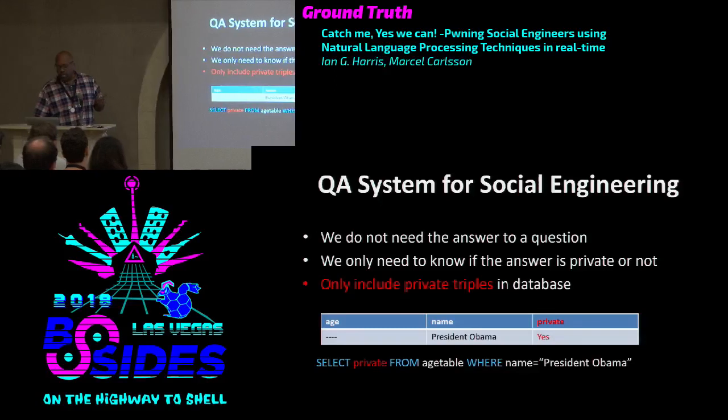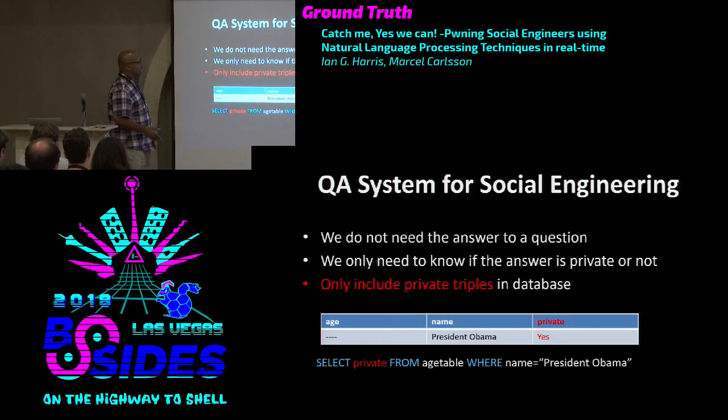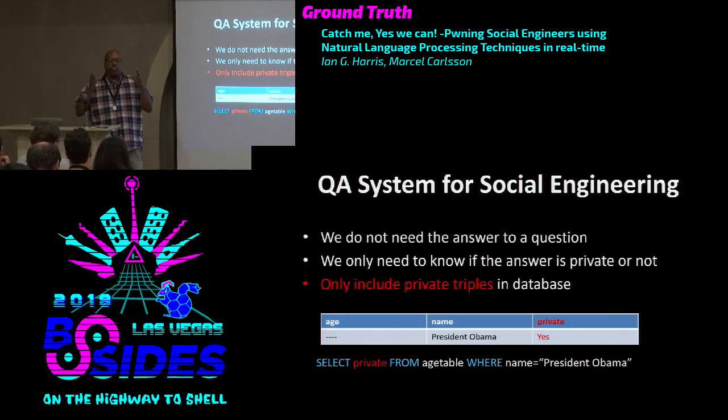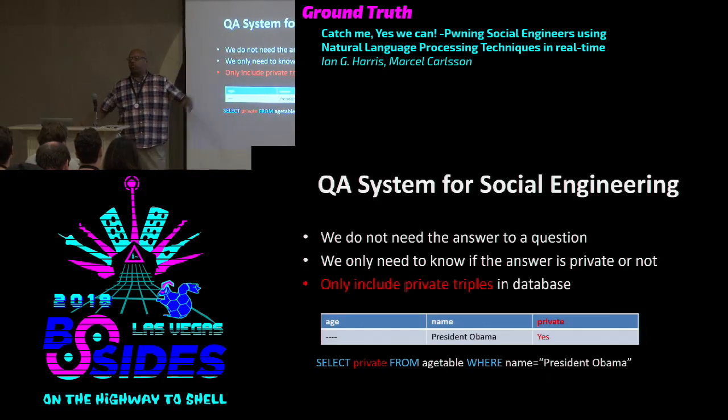One change that we make to an existing question answering tool is this: instead of having a database of like 15 million facts, we only put in the private facts. Then, if you find the answer in there, you know it's private and it's a malicious question. If you don't find it, then it's innocent. Because we don't need the answer to the question; all we need to know is whether it's private or not. So instead of 15 million facts, we'll have about 100 facts that are the private facts, whatever facts you want in there, and we put them in the database.